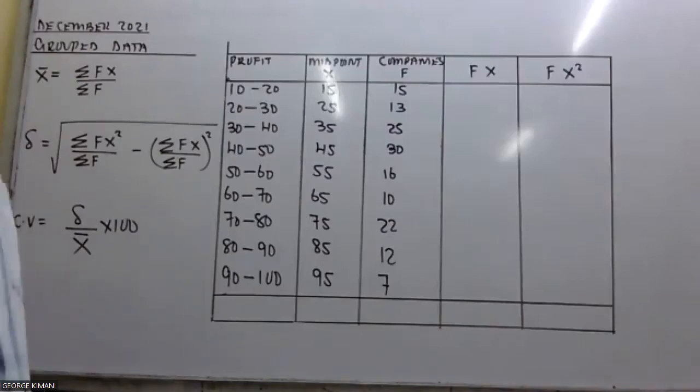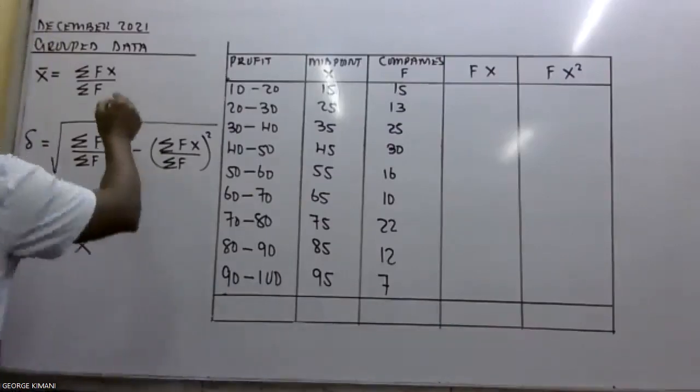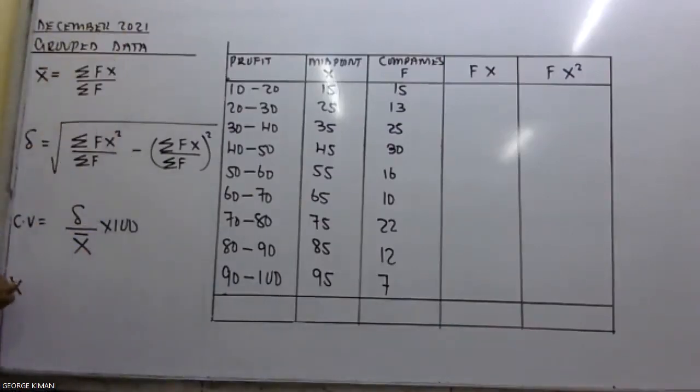You're through? What is the mean? 50.93. Standard deviation. Have you got this part? 22.81. And CV. 44.79%. Good.